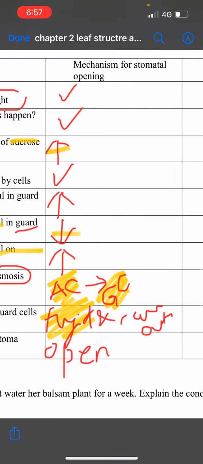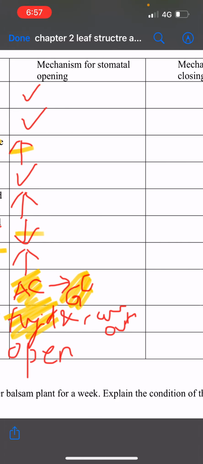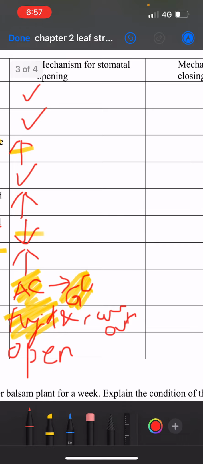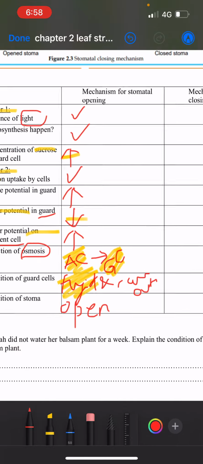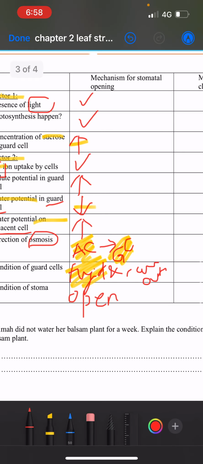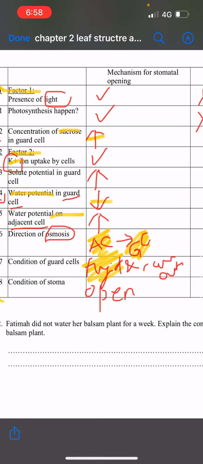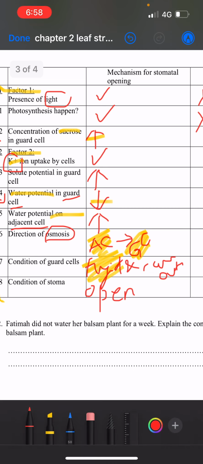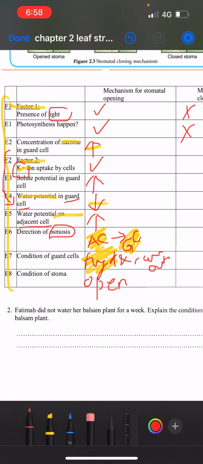So untuk stomata closing, what should you do is you just reverse the argument lah kat sini. Kalau yang ni presence of light dia, kalau kat sini presence of light dia, kita tick kat sini absent lah. Okay, just put cross absent. Yang ni photosynthesis happen? No. Okay, concentration of sucrose in gut cell increases. Kalau kat sini kita kena tukar, decreases.